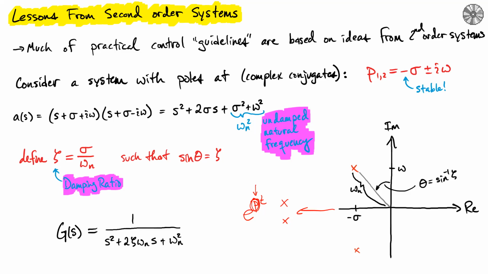So what we're interested in understanding is what types of specifications we have, and what we can say about those specifications if we just have this simple second-order system. That gives us some guidelines for understanding more complex systems. So if we assume that we have a pair of complex poles located at minus sigma and at omega, the imaginary part is omega and the real part is minus sigma.